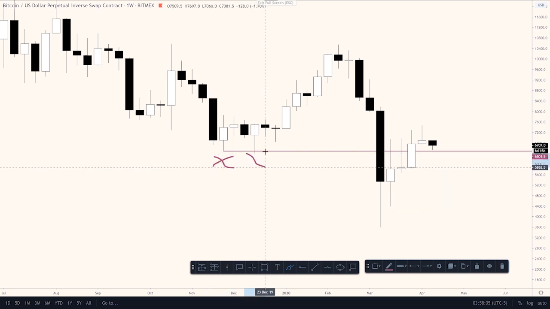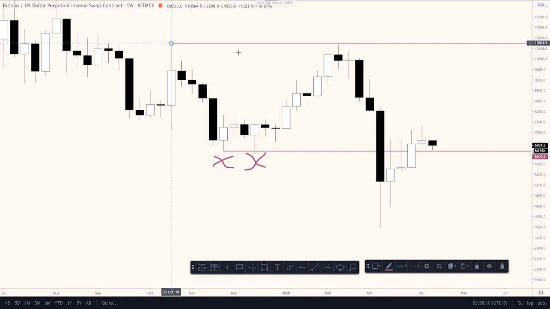Okay, excuse the ugly X's, whatever. All right, and then we have these highs right here. Okay, and look how clean these are. So we move below the low.